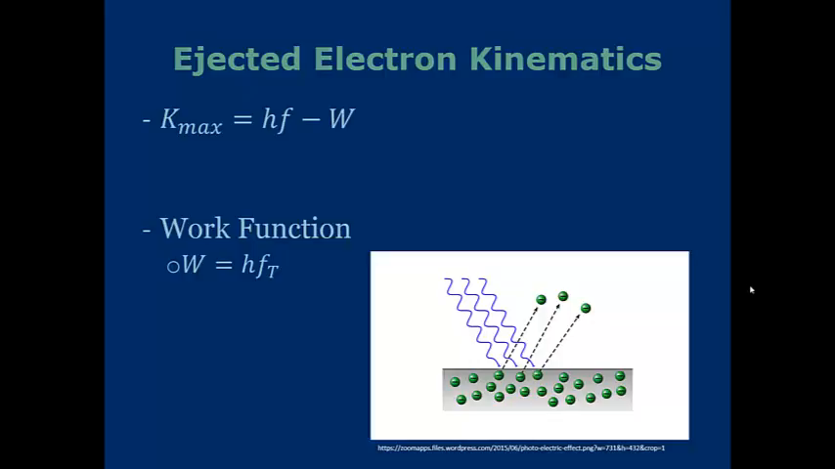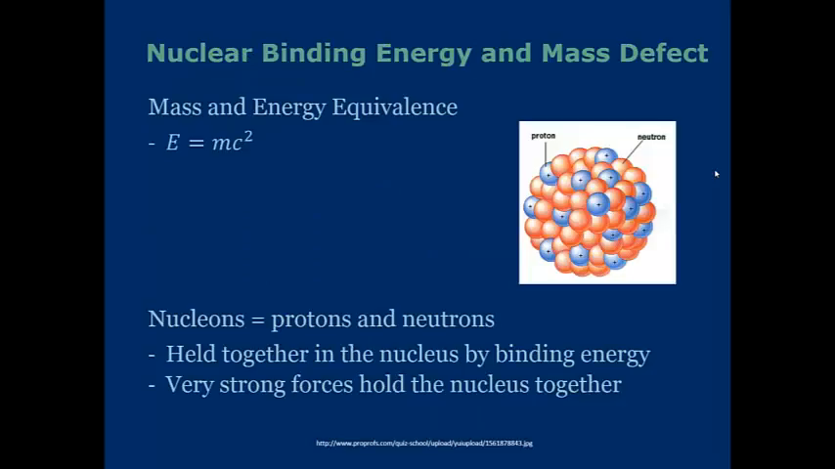Now, if you don't remember, Planck's constant equals 6.626 times 10 to the negative 34 joule seconds. It's not guaranteed that this value will be provided to you on the MCAT, so make sure you have this committed to memory. Nuclear binding energy and mass defect.